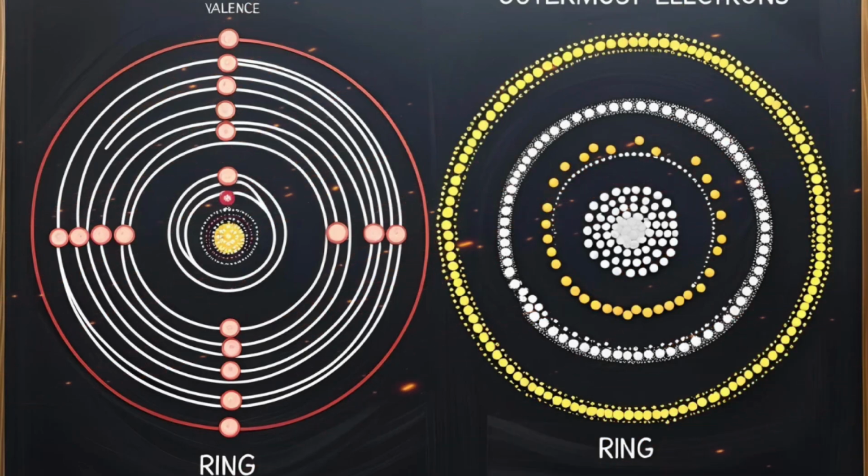Now we descend into the first of the two rows that sit beneath the main body of the periodic table. This row contains the lanthanides, a group of elements often called the rare earth metals. Though less familiar to most people, these elements are deeply embedded in modern technology and scientific advancement.